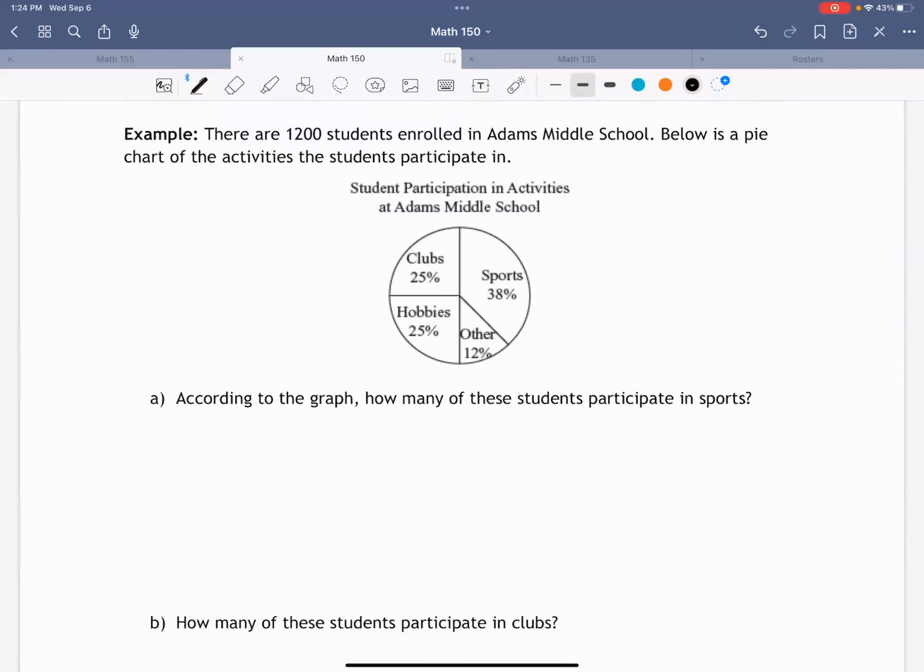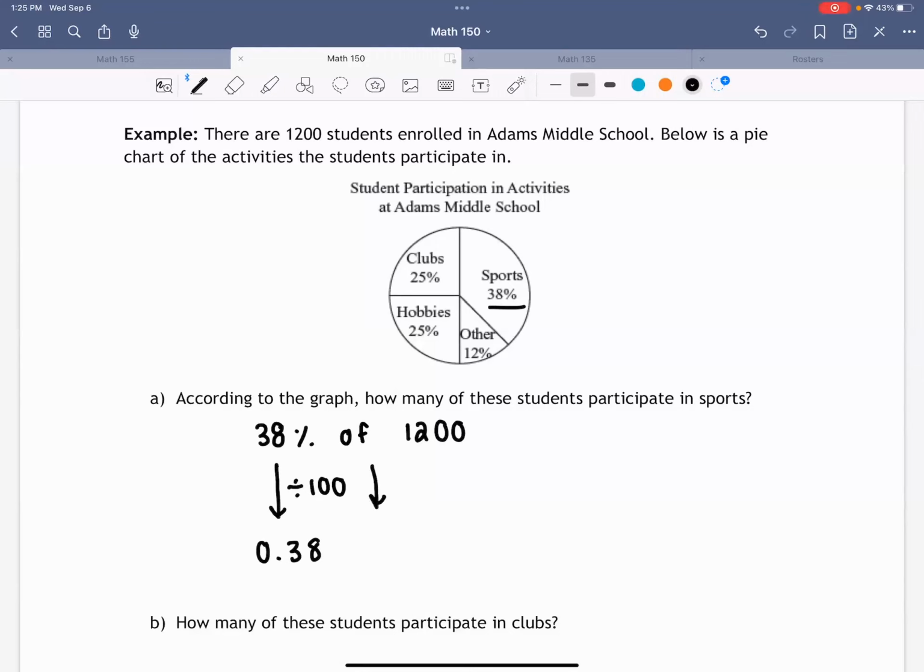Now, if you're wondering where the 0.38 comes from, basically what we want to do is figure out what 38%, because that's sports, of the total 1,200 is. It's kind of hard to do that if you just look at the percentage, so usually it's easier to turn the percent into a decimal. To go from a percent to a decimal, you divide by 100. Percent means divide by 100. So when you divide 38 by 100, we get 0.38.